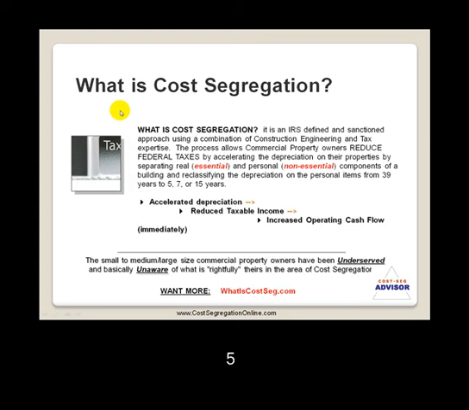So let's start off by really just defining what is cost segregation. Well, basically it's an IRS defined and sanctioned approach using the combination of construction engineering and tax expertise, which allows commercial property owners to reduce federal taxes by accelerating depreciation on their properties by separating real or essential versus personal and non-essential components of the building and reclassifying the depreciation on the personal items from 39 years to either 5, 7, or 15 years. Basically, this results in accelerated depreciation, reducible taxable income, and of course, increased operating cash flow.